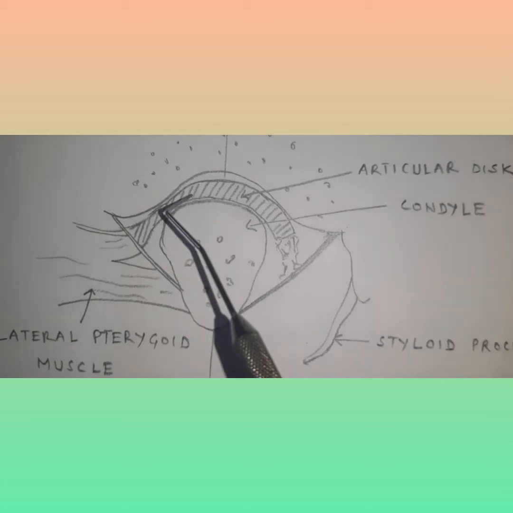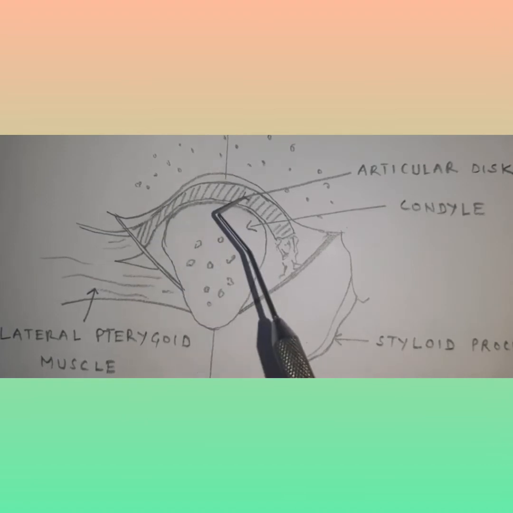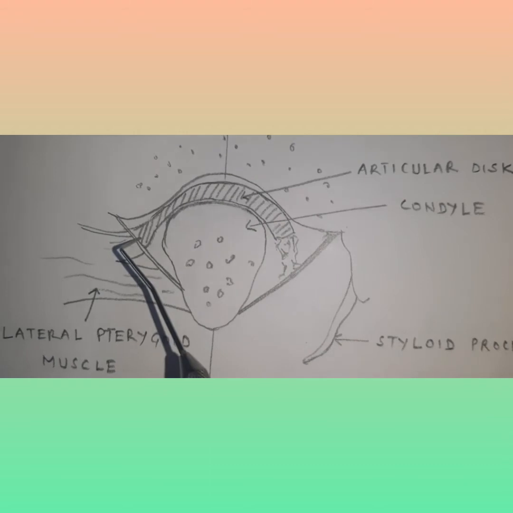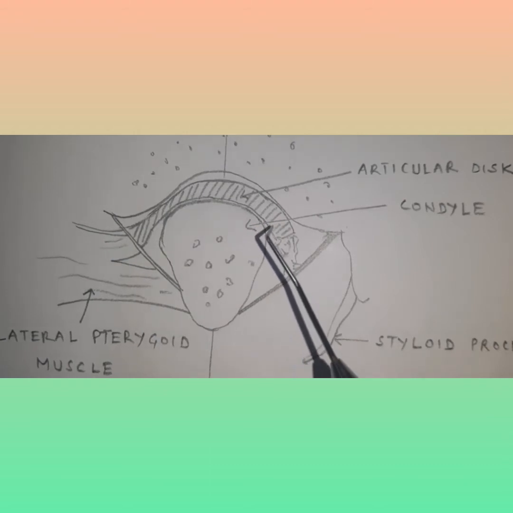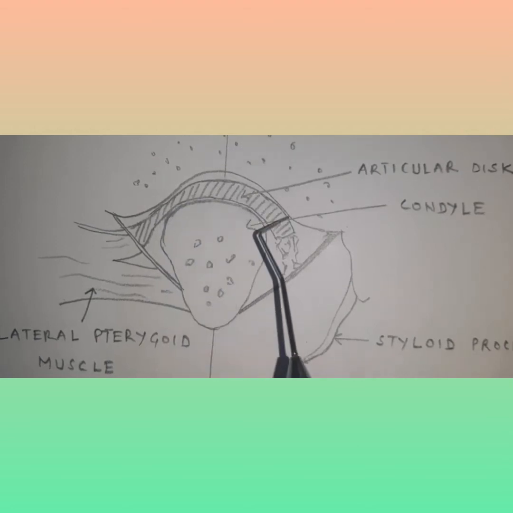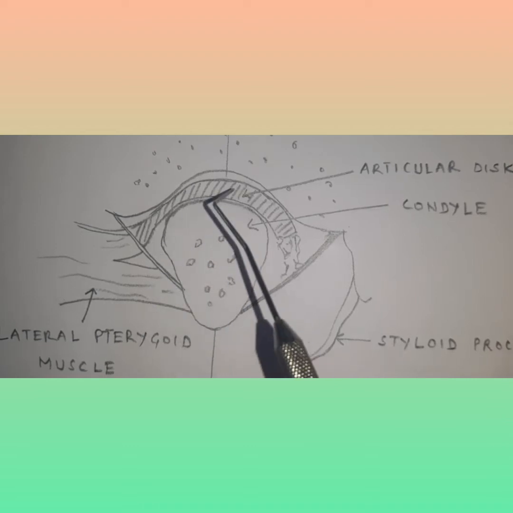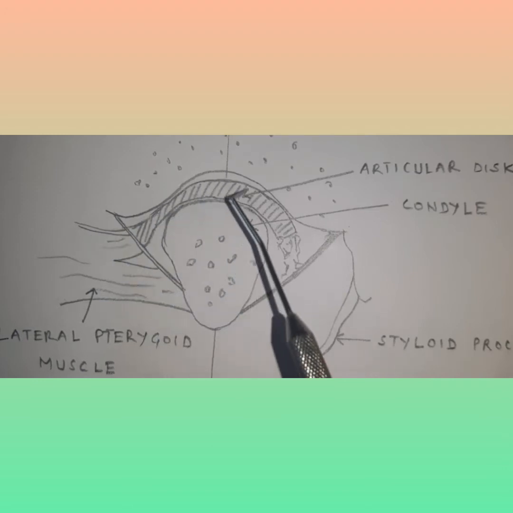Now we can safely say that this region is the load bearing area, and the posterior and anterior bands are thicker, highly vascular and highly innervated. So the load bearing area is this, not the posterior or the anterior region. Now, since the articular eminence is an inclined plane, can you appreciate this? This is an inclined plane.